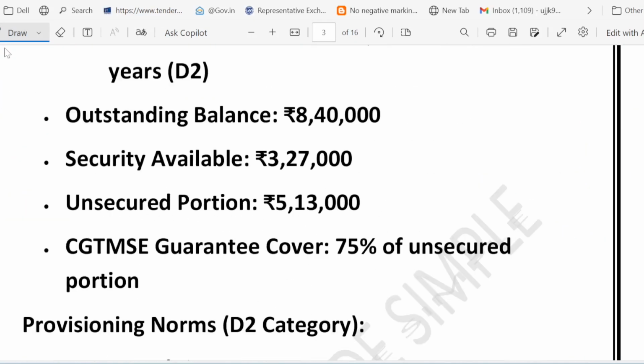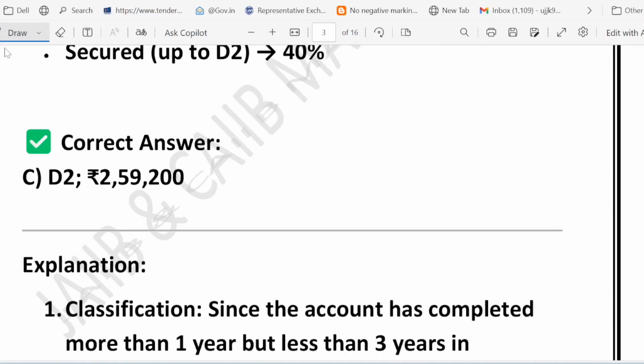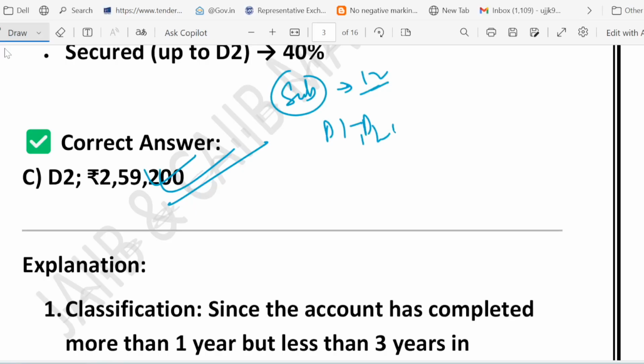Let's look at the answer. Yes, 2,59,200. So what we learned from this discussion is that an account remains substandard for 12 months after becoming NPA. It becomes D1, D2 and D3 for the next subsequent 1 year, 1 to 3 years and more than 3 years. Right. And I told you for doubtful, provisioning is just very simple.